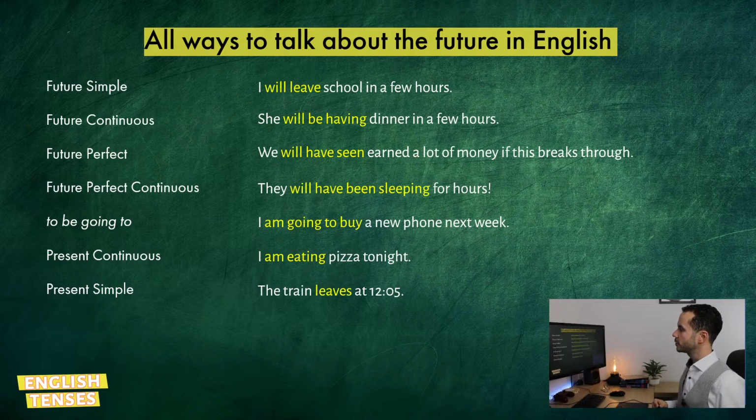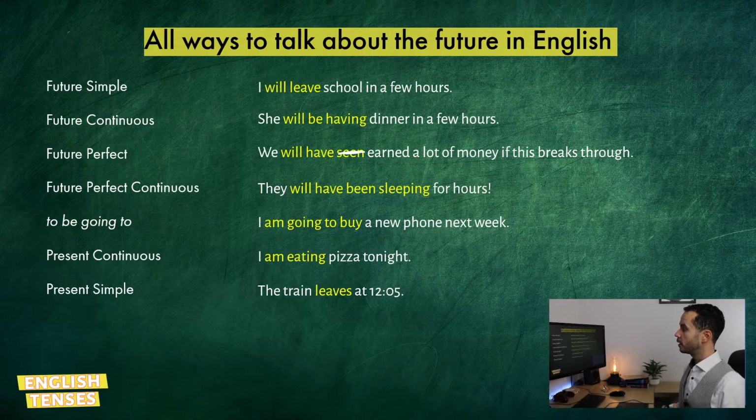Here are some examples of sentences. I will leave school in a few hours. She will be having dinner in a few hours. We will have earned a lot of money if this breaks through. Future perfect continuous, we will have been sleeping for hours.